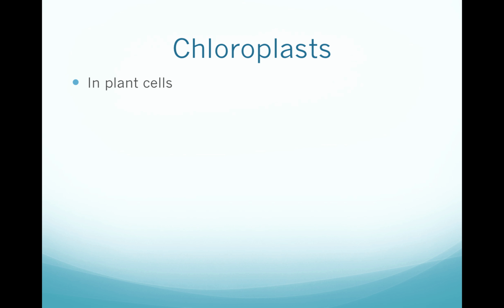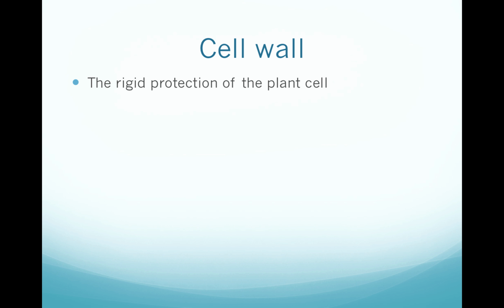Chloroplast, in plant cells, is basically an organelle that converts energy from the sun and turns it into chemical energy, which can be used in photosynthesis. And finally, the cell wall is the rigid protection of a plant cell.